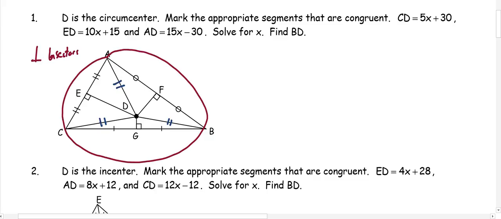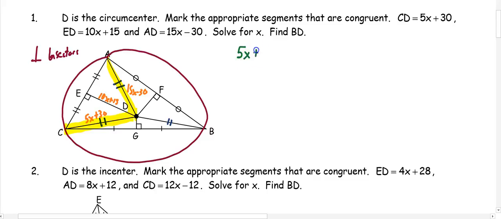So in this case, they told us that ED is 10x plus 15, AD is 15x minus 30, and CD is 5x plus 30. So there's three sides. We're only going to use two of them to solve for x. So the two sides that we want to use are the sides that are going from the vertices to that point. So we want AD and CD. We're going to set those equal to solve for x.